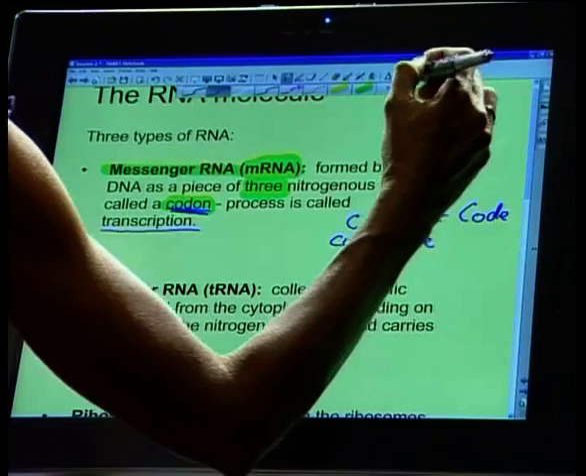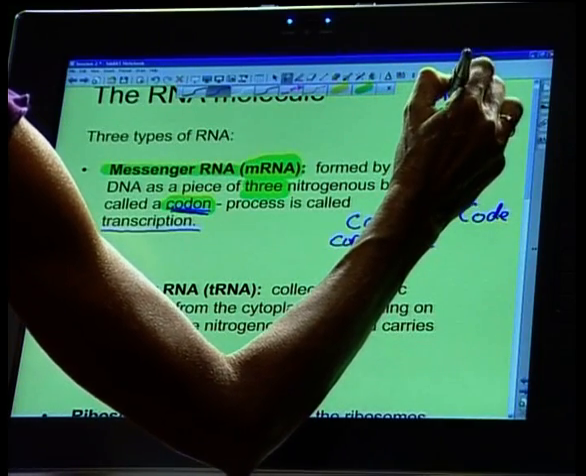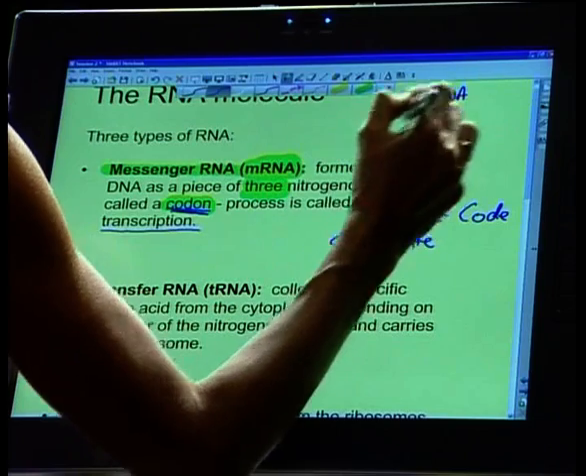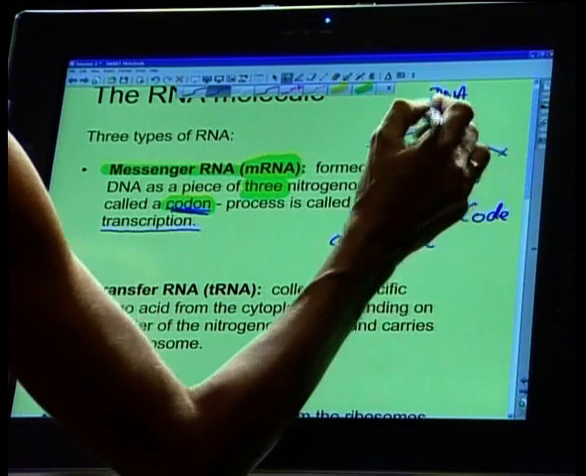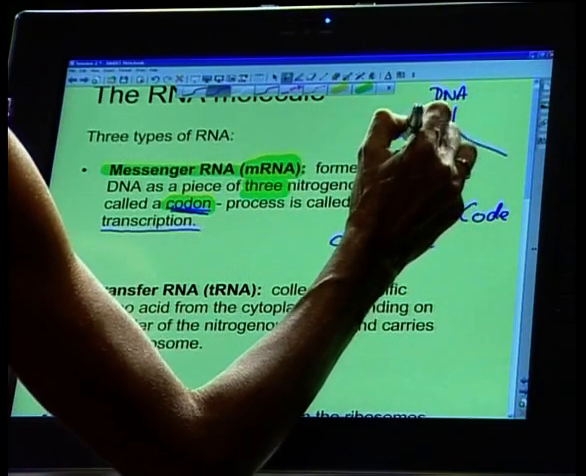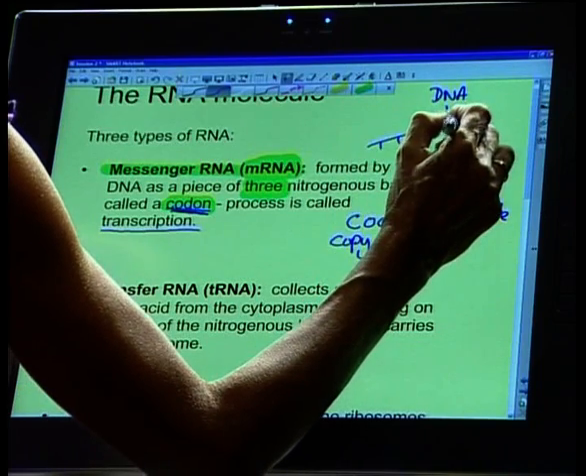So if we look at our DNA, and the DNA strand opens, it unzips. Now remember, the nitrogenous bases are going to be sitting on here like that.